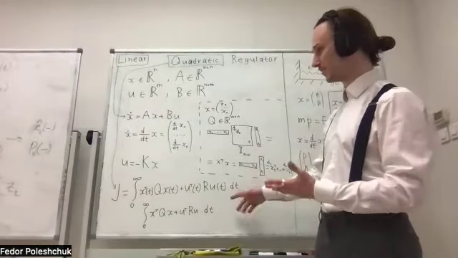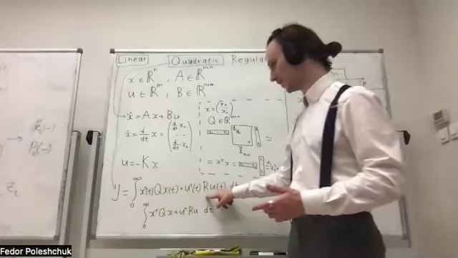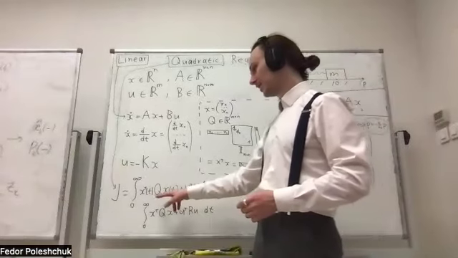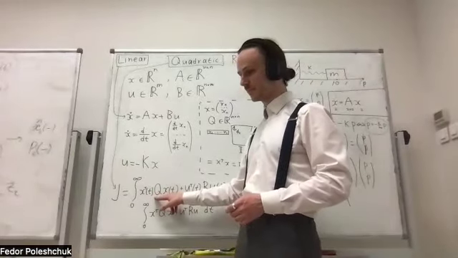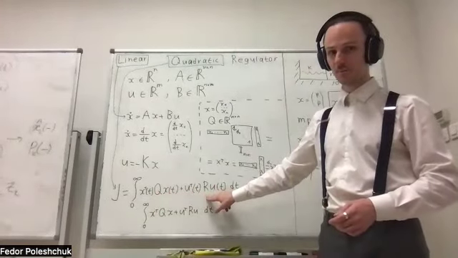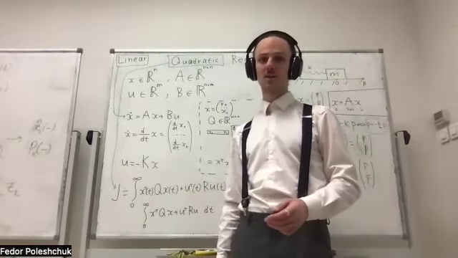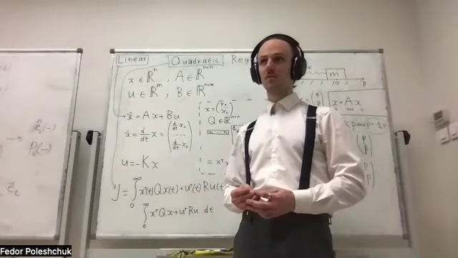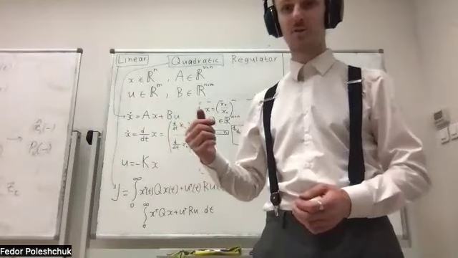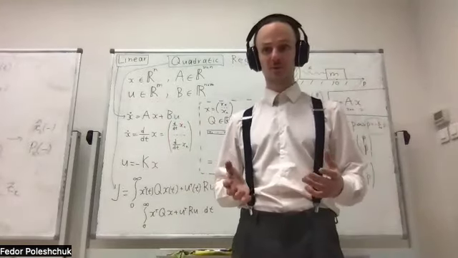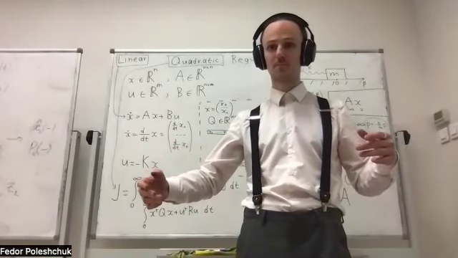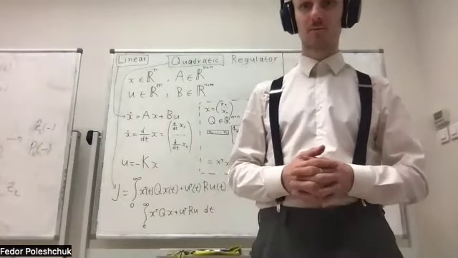And let's uncover the relation between Q and R. If both of them are diagonal and the values over here are very big and the values over here are very small, it basically means that we value the minimization of the deviation much more than we value the minimization of the effort, of the energy or power consumption. Does it make sense?